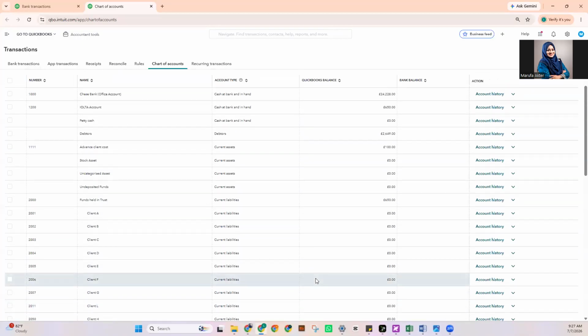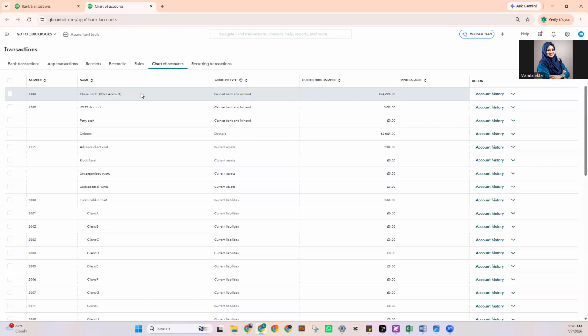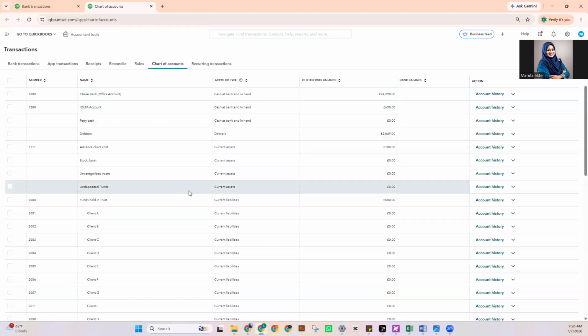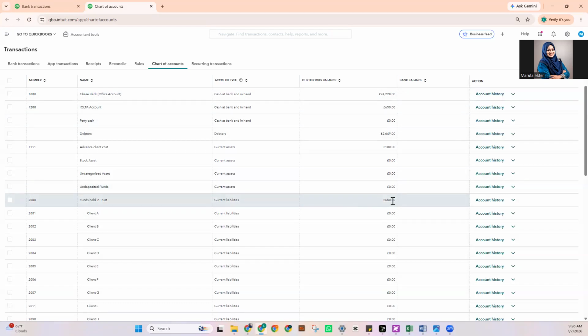You see, this is the chart of accounts of a law firm, the sample law firm we have been using for the tutorials. The trust balance is showing 650. The fund held in trust is also showing 650. So both are positive. But here is a client sitting at negative.